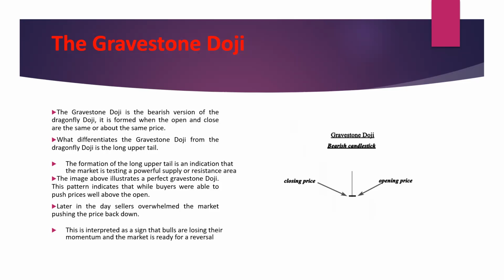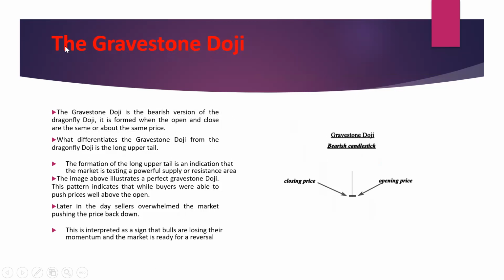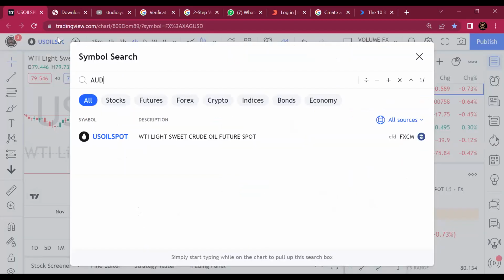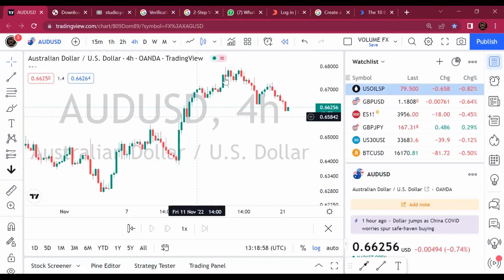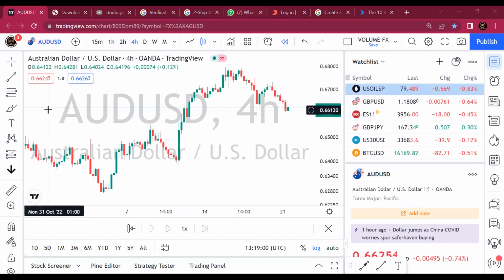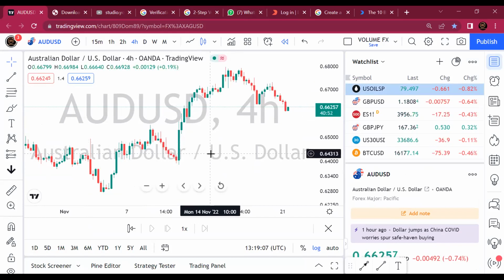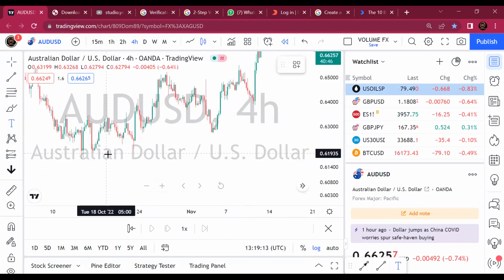Whenever this pattern forms, it indicates that, okay, let me put on the charts. Let me put on a pair. Let me put on AUD/USD. Okay, good. I hope you can see my chart. If you can see my chart, type 222 into the chat.